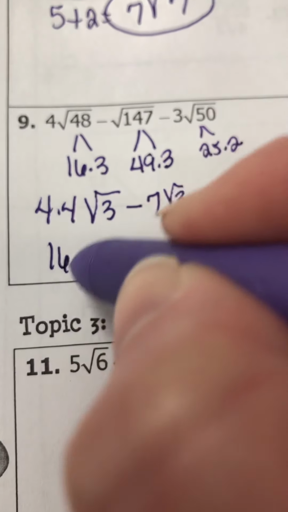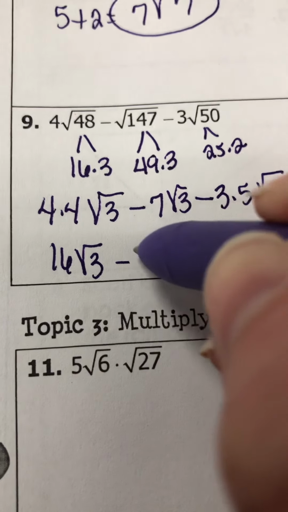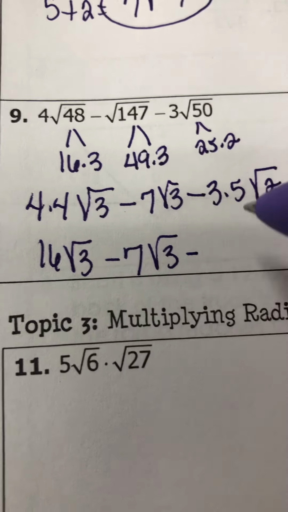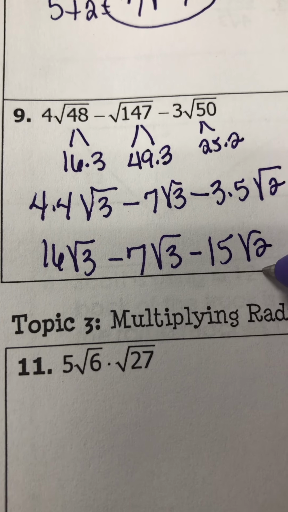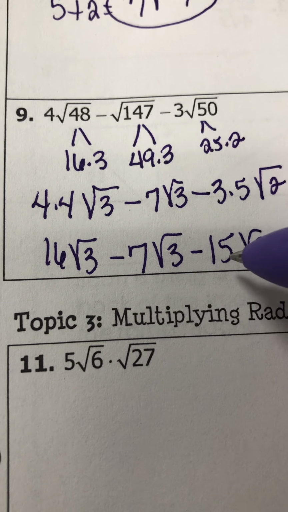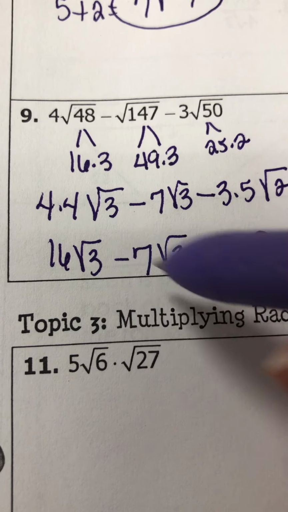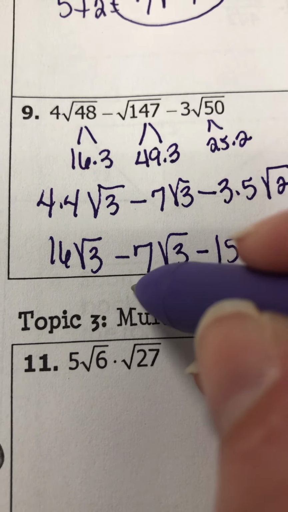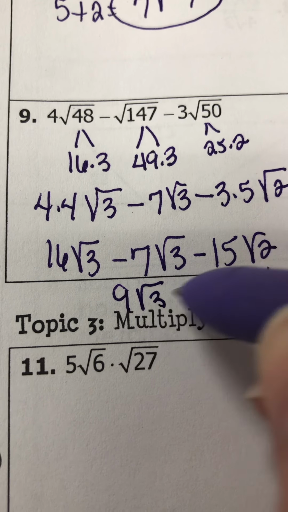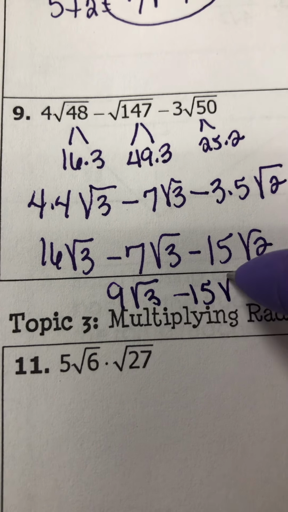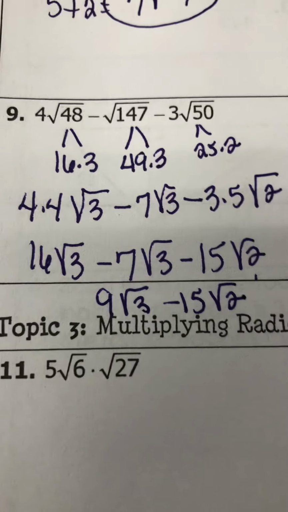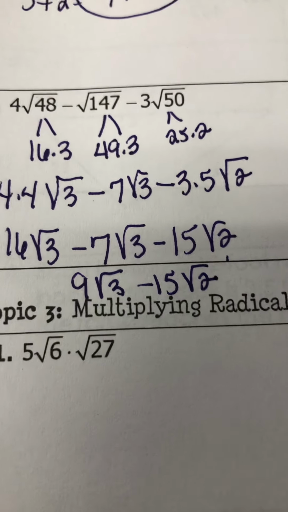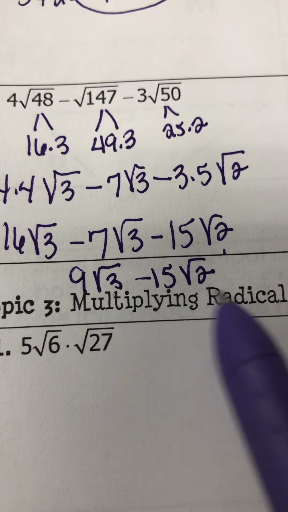So I have 16 square roots of 3 minus 7 square roots of 3 minus 15 square roots of 2. Now this one is radical 2, so I can't do anything with this, but both of these are radical 3's. 16 minus 7 is 9 square roots of 3 minus 15 square roots of 2. And that's going to be our simplified answer. Don't try to add or subtract radicals that have different radicals.